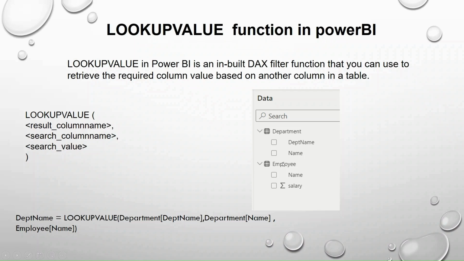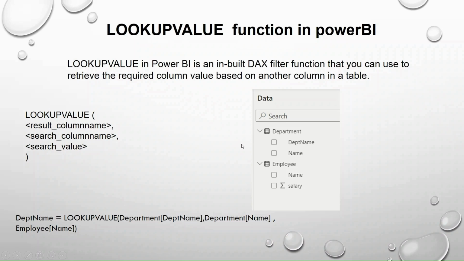For example, I have taken two tables of data, department and employee. Here I want to get the department name inside my employee table. For doing this, we use the lookup value.